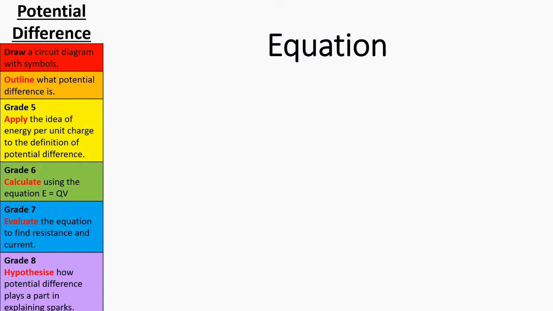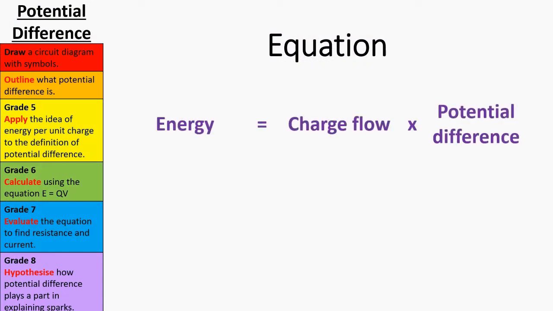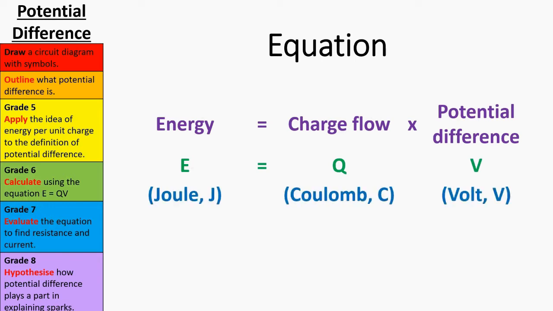So that equation again in a little bit more detail, we have energy is equal to charge flow multiplied by potential difference, or E equals QV. Those units: energy we measure in joules, charge flow we measure in coulombs, and potential difference we measure in volts.